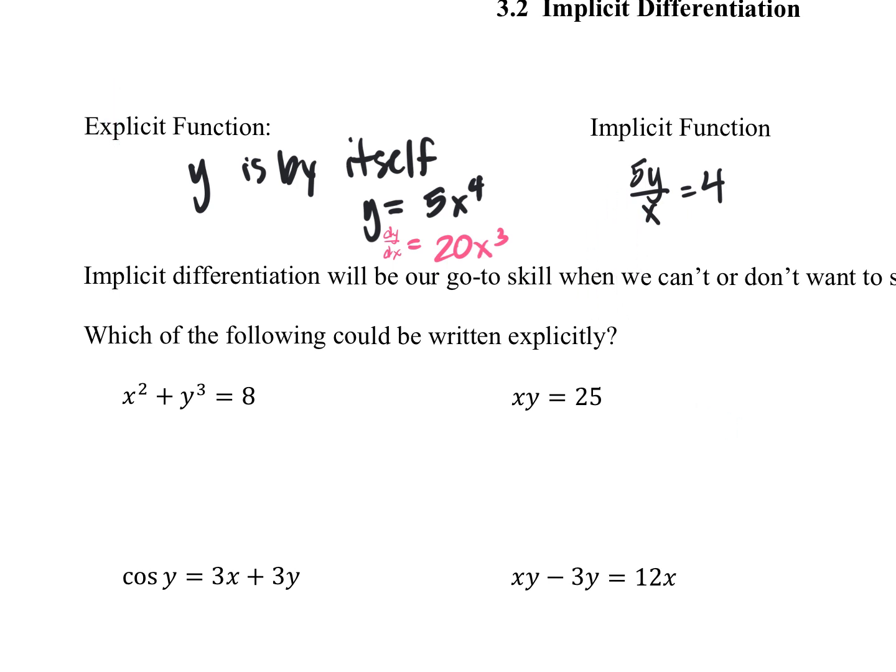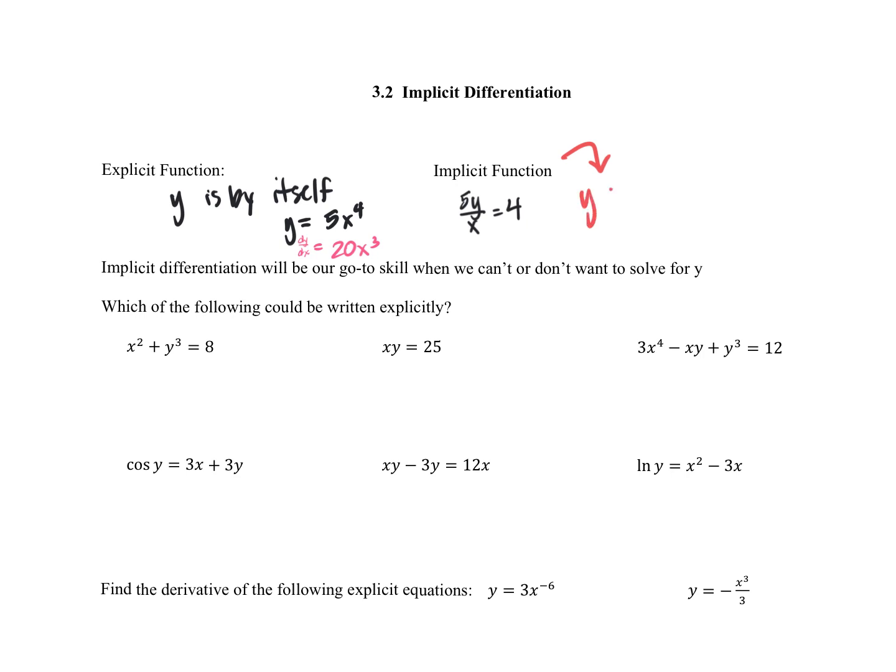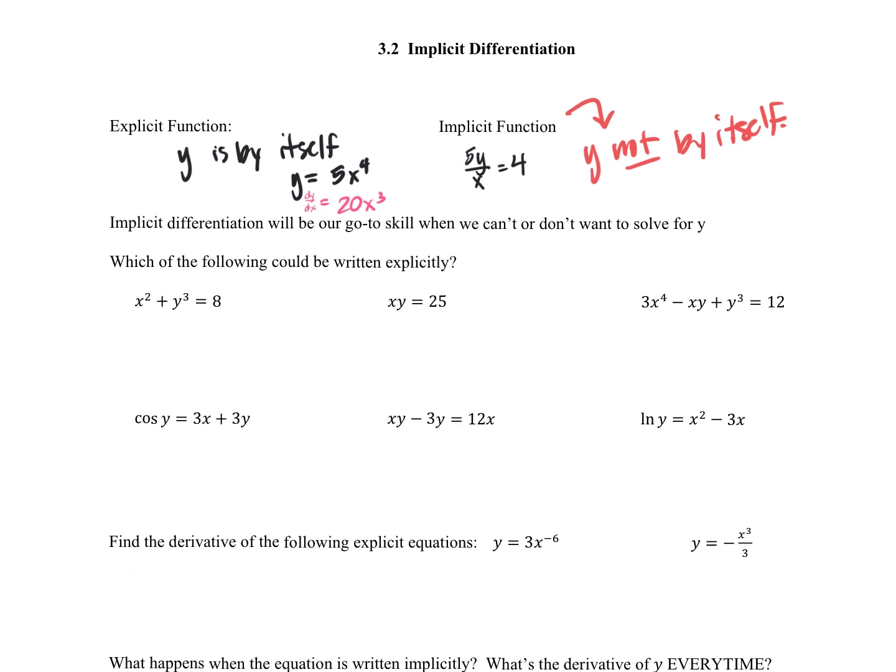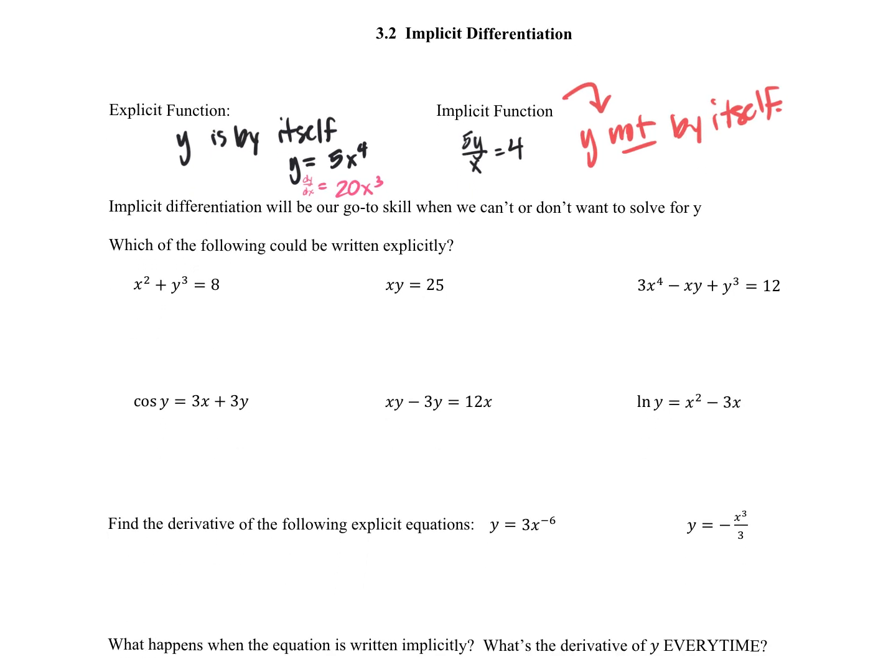I'm going to just put that here. Y is not by itself. Y is not by itself. Okay, so I just want to take a sec. Which one is my y by itself, or would it be pretty easy to get my y by itself? So it said, which of the following could be written explicitly? So could I get my y by itself pretty easily?